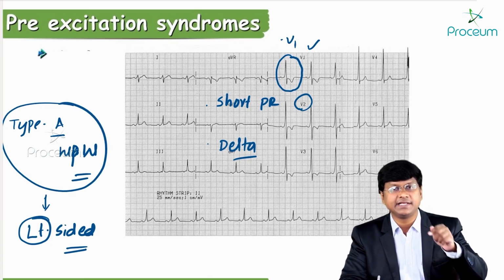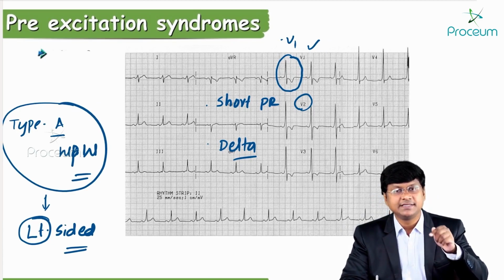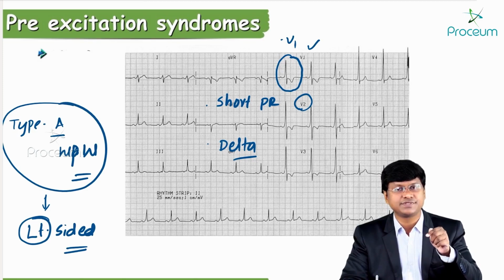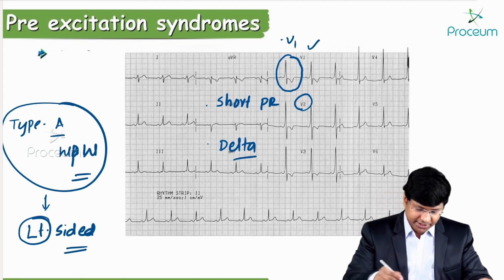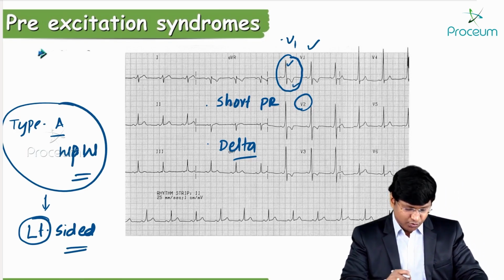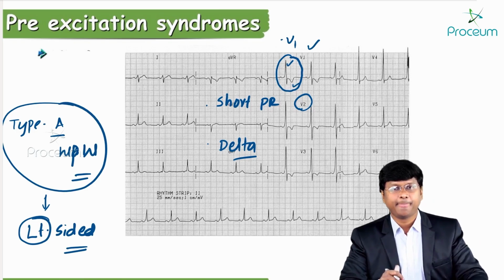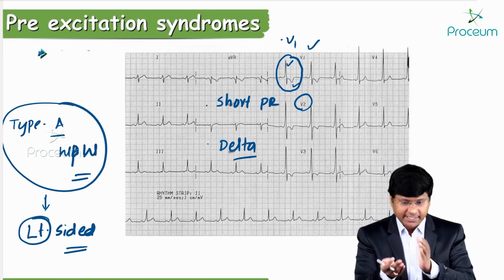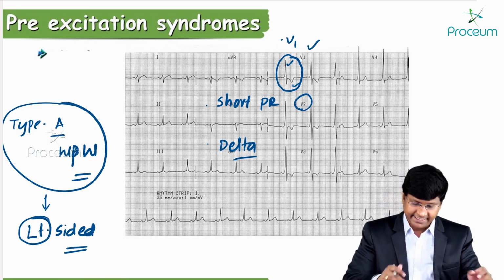And what did I tell you regarding the T wave? I said that the T wave will be exactly in the opposite direction of the QRS complex. You see here, the QRS complex is positive and the T wave is negative. Okay, so that is your left-sided pathways. And in right-sided pathways, it is exactly the reverse.